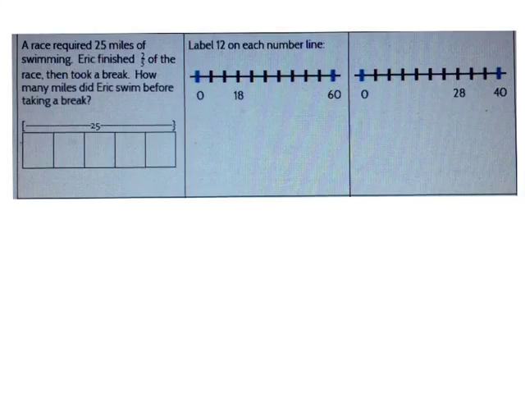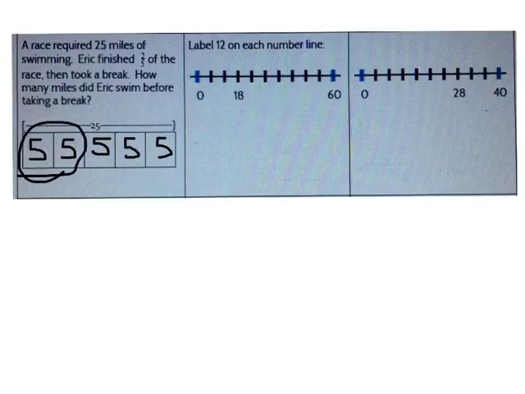Let's get started. A race required 25 miles of swimming. Eric finished 2/5 of the race, then took a break. How many miles did Eric swim before taking a break? First, if I'm breaking 25 into fifths, what number would go in each box? 5 would go in each box because 25 split into 5 pieces is 5. Eric finished 2/5 of the race before he took a break. So, how many miles did Eric swim before taking a break? Well, if I take two groups of 5, that gives me 10 miles.